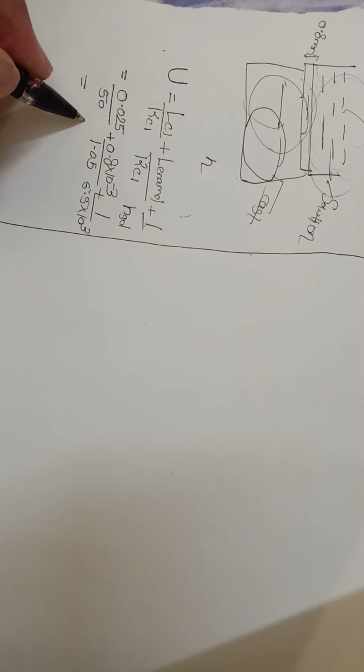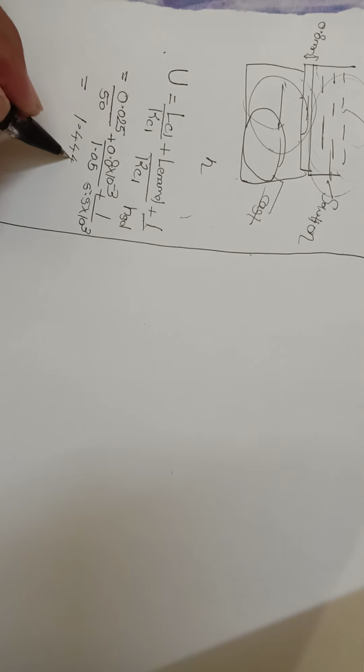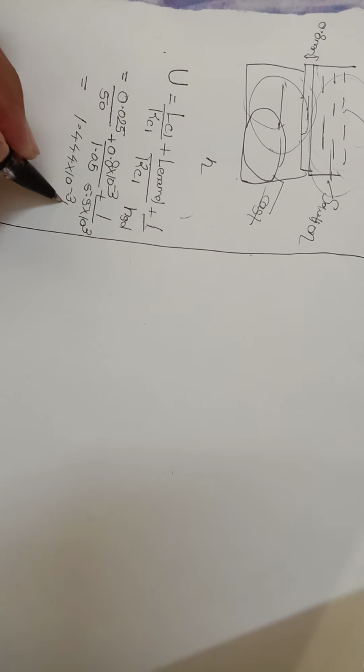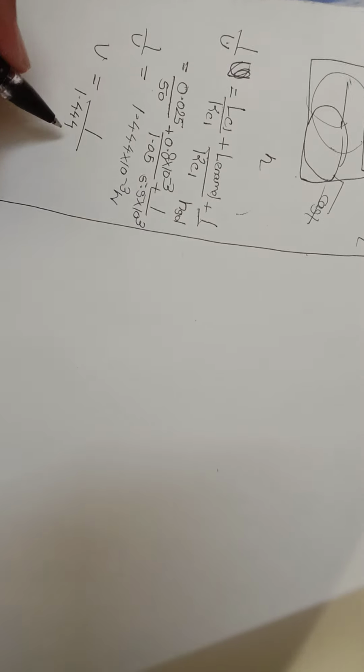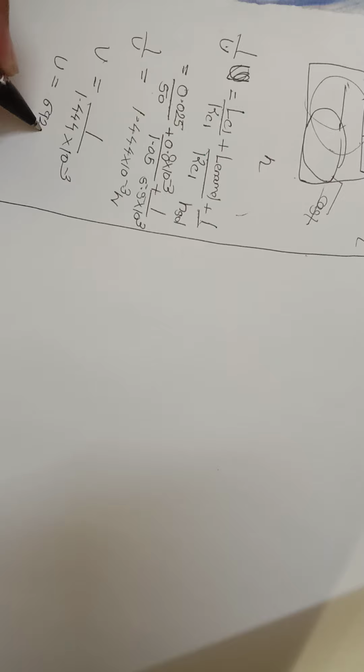When we add all these terms, we get 1.444 into 10 raised to minus 3. This is in terms of 1 upon U. I am extremely sorry, this is in terms of 1 upon U. So we have to find U. U is equal to what? 1 upon 1.444 into 10 raised to minus 3, which we get as 692.5 watt per meter square Kelvin.